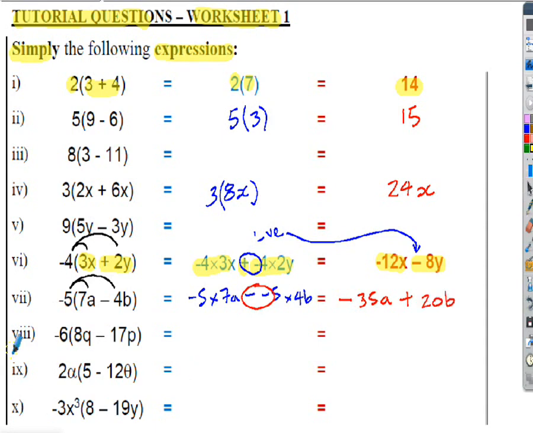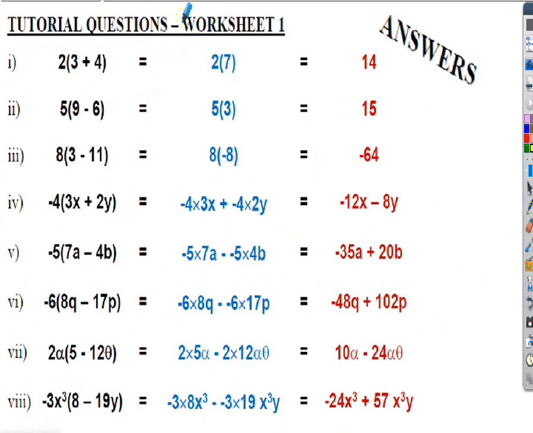I'll let you attempt questions 8, 9 and 10 shown here. Different symbols again. Notice the Greek symbols here, alpha and theta, but just take them as normal symbols. And see if you can expand the bracket and simplify the terms. The solutions to worksheet 1 are shown on the following slide. Here's worksheet 1 showing the answers for all the questions.